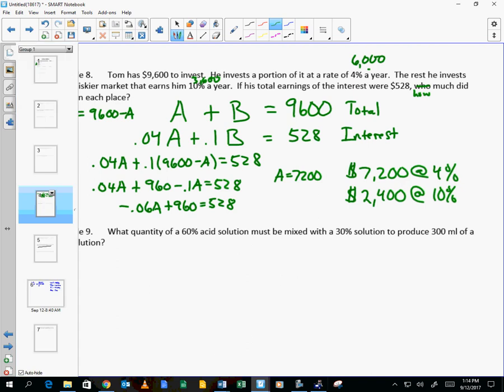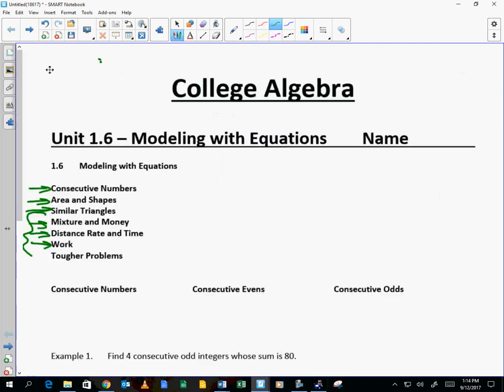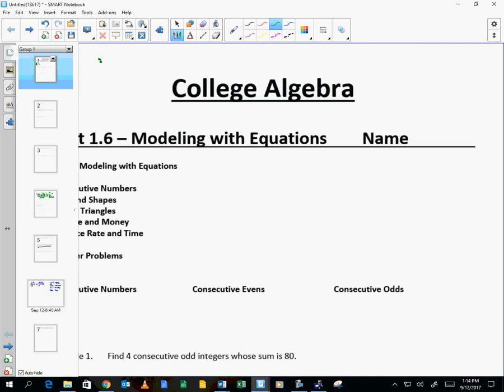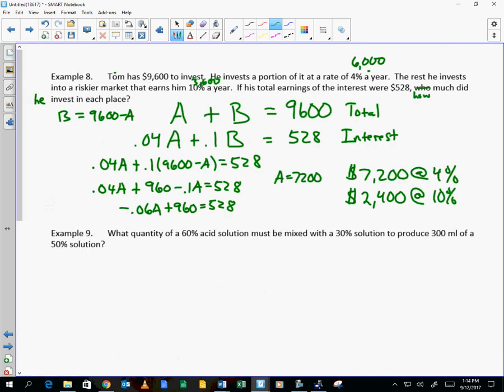So if we were to look way back at the very beginning, here it talks about consecutive numbers, area, shapes, similar triangles. But today, we look at mixture of money. We're also going to look at distance, rate, and time, and work, those three pieces. But this is a different type of problem, mixture of money. And we always set up two equations in those situations.